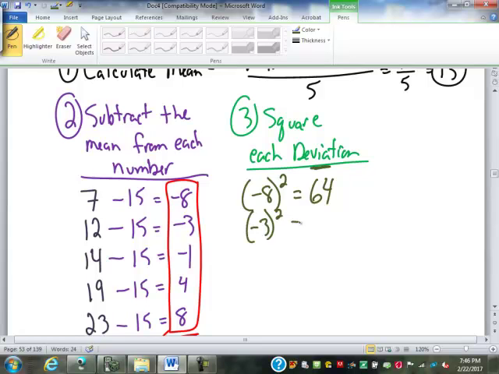Negative 3 squared is positive 9. On your calculator, squared is over on the left by the number. Okay. So negative 1 squared is 1. 4 squared, 4 times 4 is 16. And 8 squared is 64.